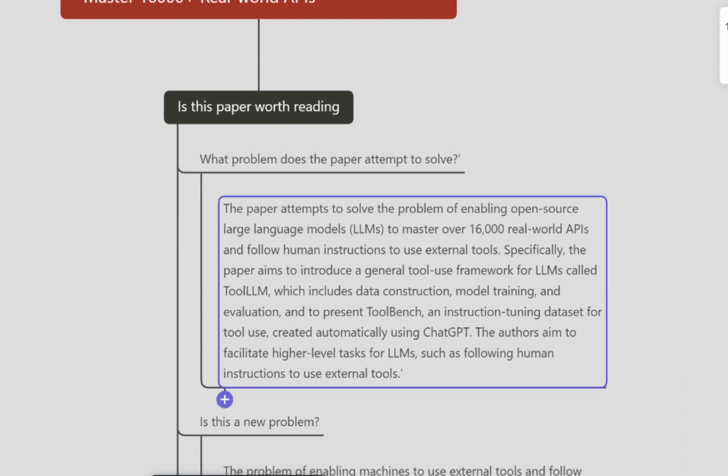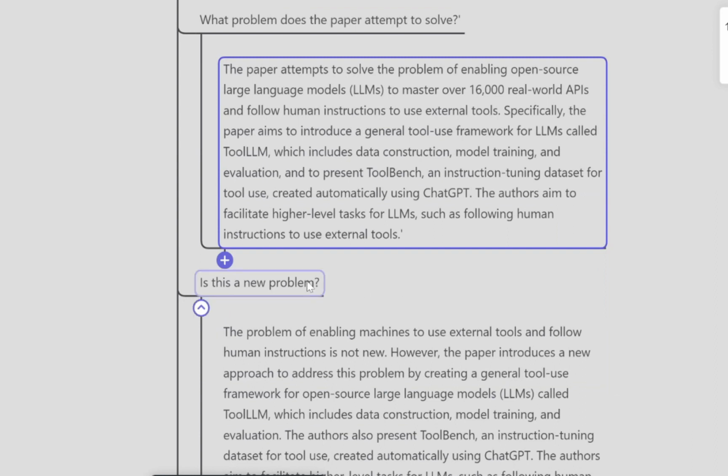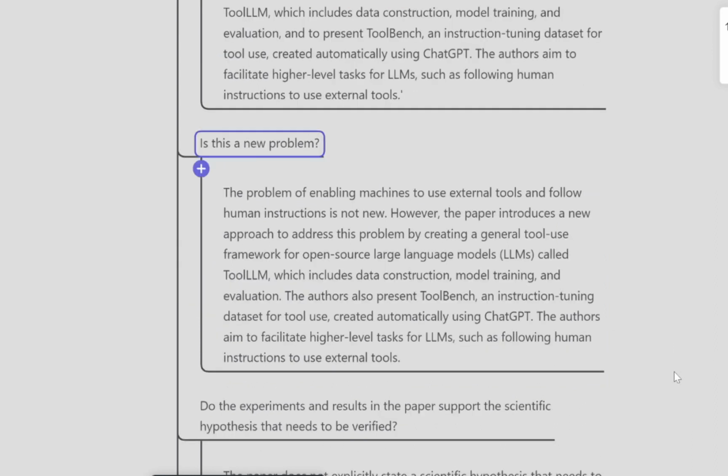The paper attempts to solve the problem of enabling open-source large language models, LLMs, to master over 16,000 real-world APIs and follow human instructions to use external tools. Specifically, the paper aims to introduce a general tool use framework for LLMs called ToolLLM, which includes data construction, model training, and evaluation, and to present ToolBench, an instruction tuning dataset for tool use, created automatically using ChatGPT. The authors aim to facilitate higher-level tasks for LLMs, such as following human instructions to use external tools.